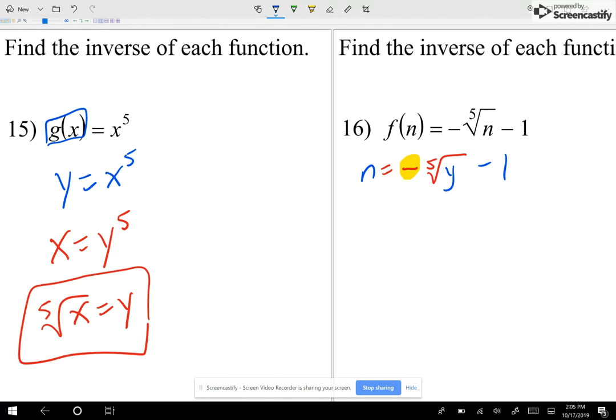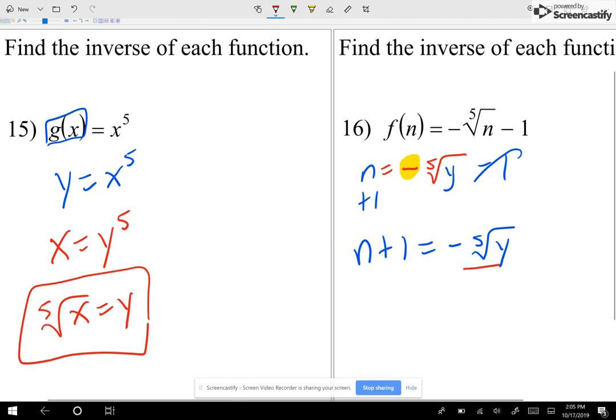Okay, so now I was saying that the minus 1, I'm going to move it to the right as a plus 1. I get n plus 1. It's equal to the negative fifth root of y. I see the negative sign outside of the radical. I'm going to divide everything by negative 1. That way those negatives cancel out. So I get negative n minus 1. It's equal to the fifth root of y.